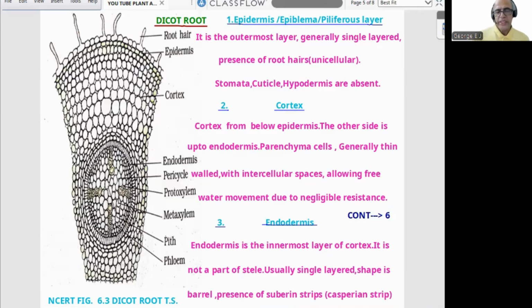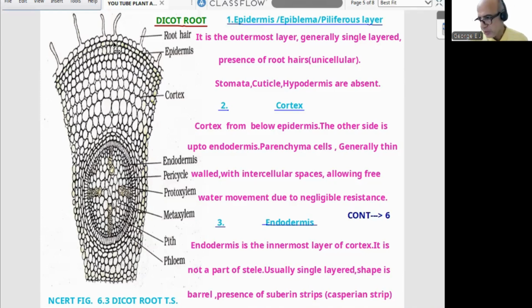So outermost layer is epidermis, in root otherwise called epiblema, even otherwise called piliferous layer. A certain term is there, but not that much common, rhizodermis. But commonly epidermis, epiblema, or piliferous layer. So the common three types. Now, Dicot root. So this is the outermost layer, generally single layer. Presence of root hairs here you can find. Root hairs are unicellular. Stomata, cuticle, hypodermis, all these are absent in root system or Dicot root. Very clearly you can find it.